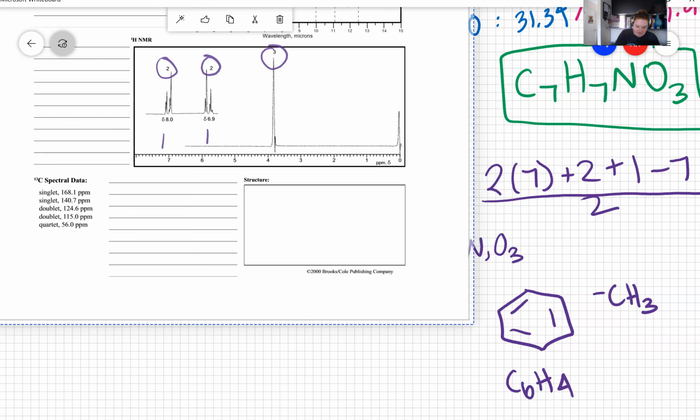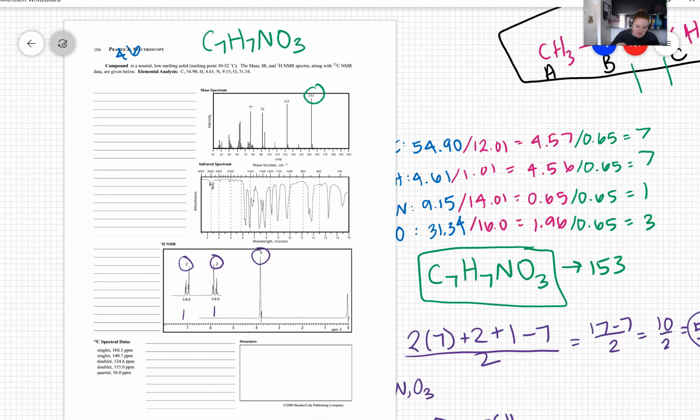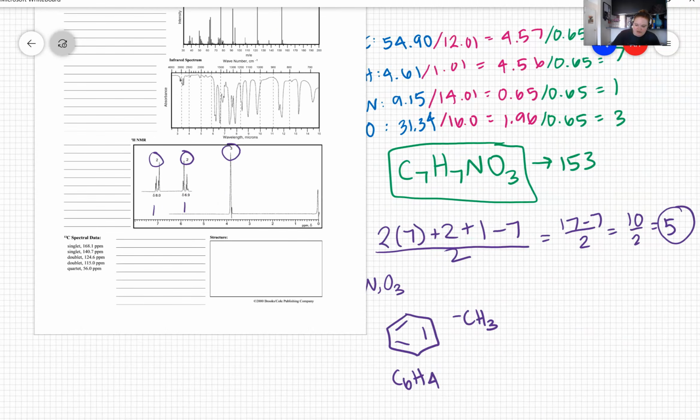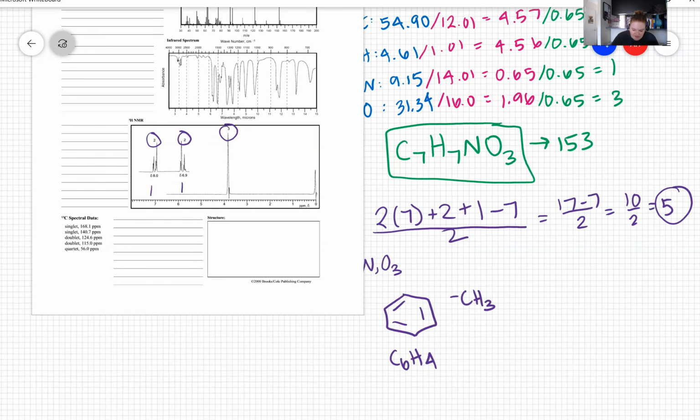So any of the carbons in the ring that have a hydrogen attached to them are going to be doublets. The carbons that just have some kind of substituent on them don't have any hydrogens, so those would be singlets. This is our quartet.